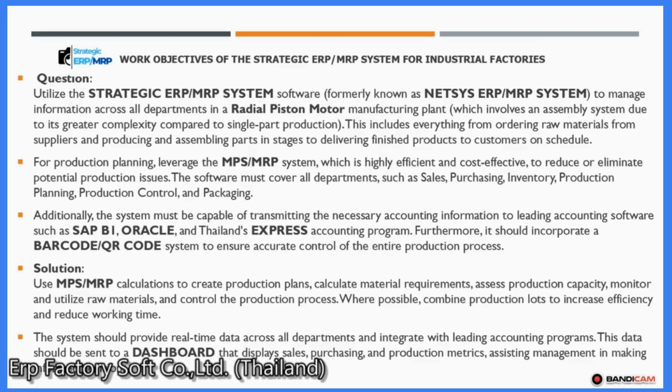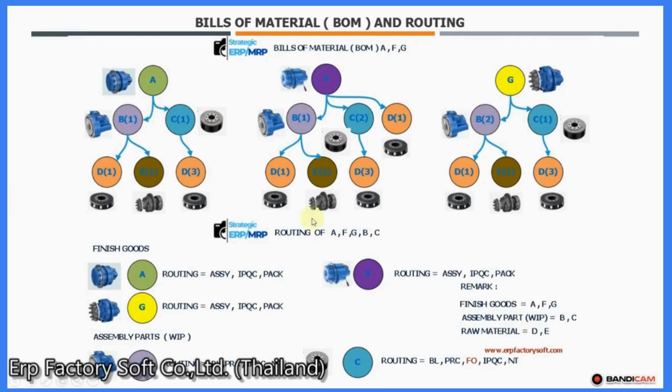consolidate production lots if possible to increase production efficiency and reduce production time. Real-time monitoring of data in every department so that every department can see what work is coming to them. Connecting to leading accounting systems and sending data to a dashboard to display sales, purchases, production details, etc., to report to the executives for decision-making.